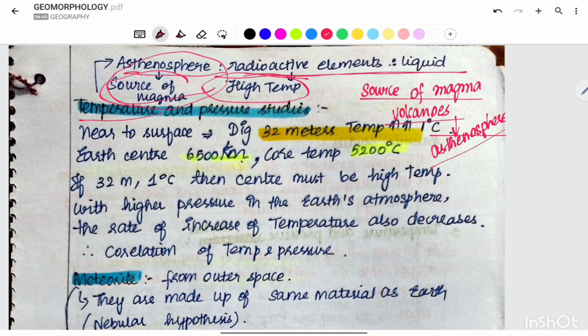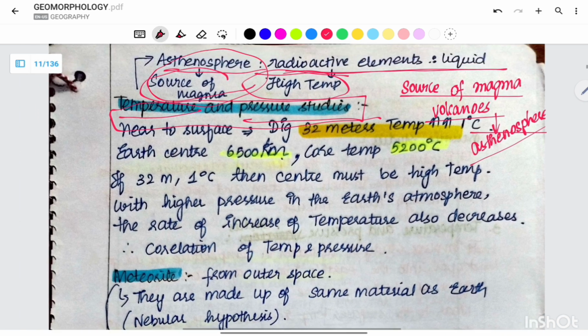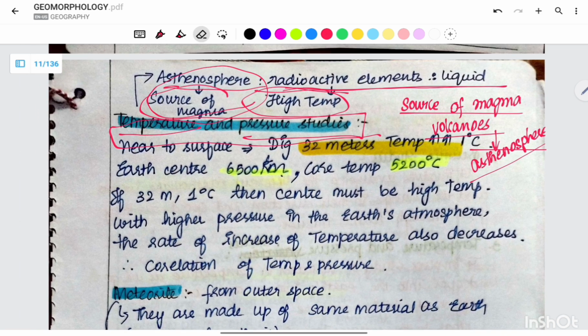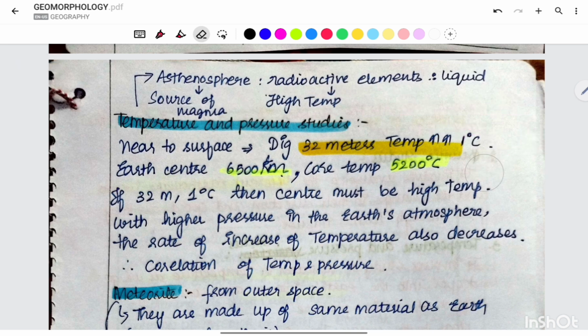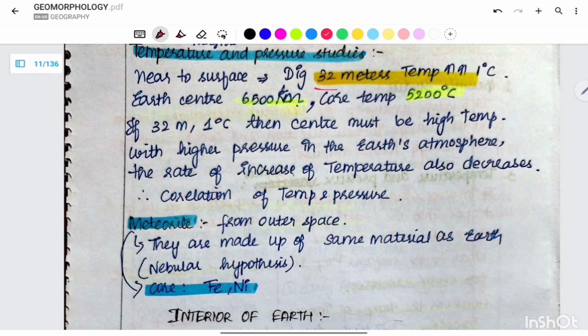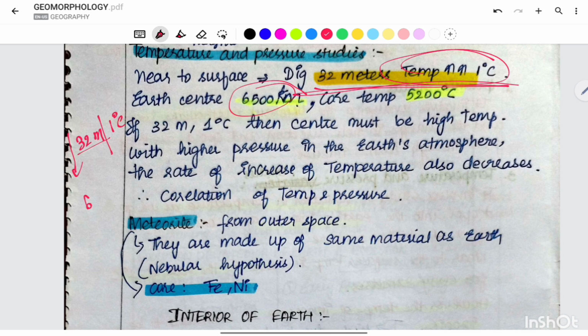High temperature. The temperature and pressure studies. We have temperature and then we also have the pressure studies, right? When we dig 32 meters, the temperature increases by 1 degree Celsius. So at the center, it is 6,500 kilometers, right? So the temperature must be 5,200 degrees Celsius, the core temperature.